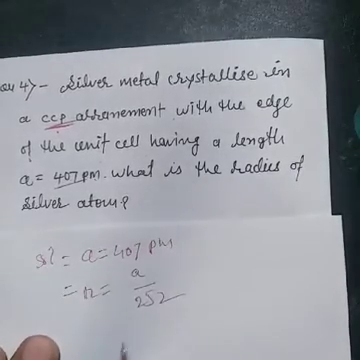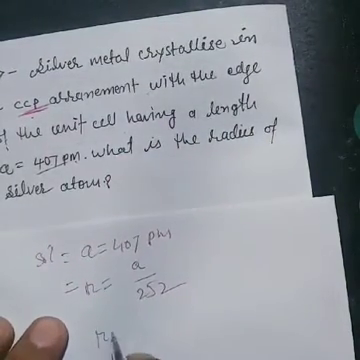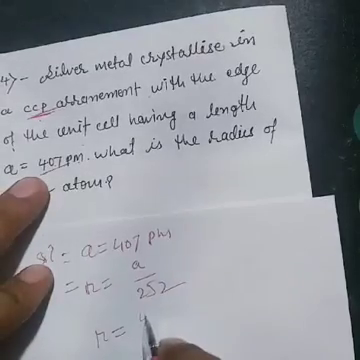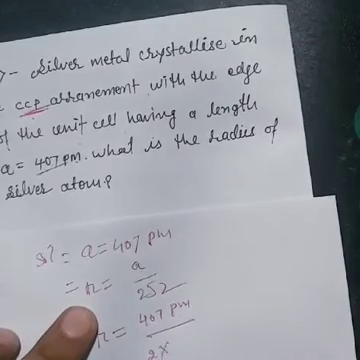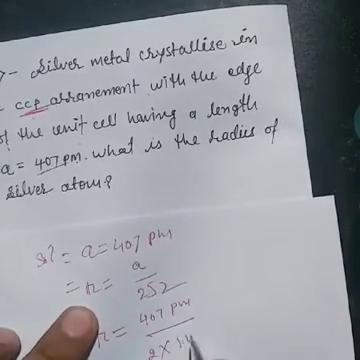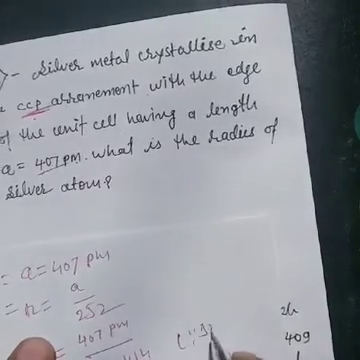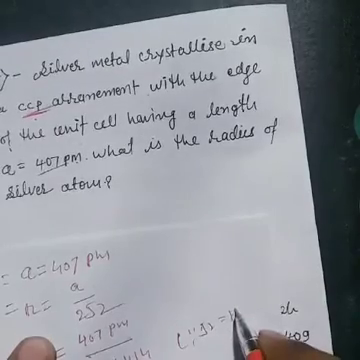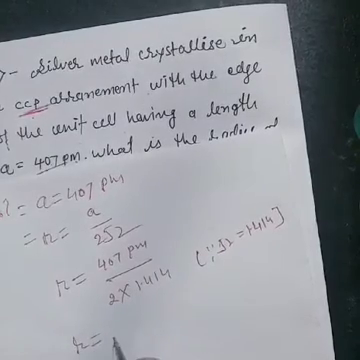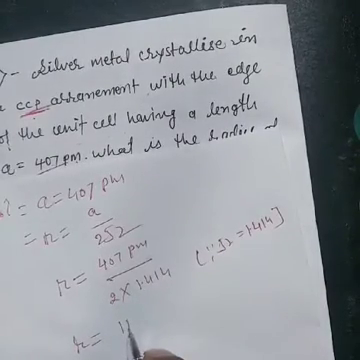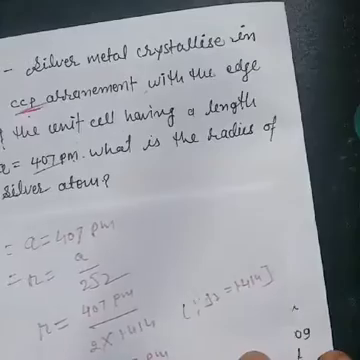Now see, students, you put in this value. So r equals a, whose value is 407 pm, upon 2 into the value of under root 2, which is 1.414. Now finally what do we get, students? The value is 143.9 pm.